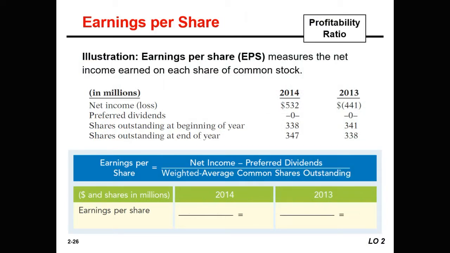One of the key ways this is done is with what we call EPS, or earnings per share. This is a profitability ratio that measures the net income earned on each share of common stock. So for every share of common stock, how much in earnings was yielded? We compute it by dividing our net income less preferred dividends by the average number of common shares outstanding. So this is not the value of common stock, this is the actual number of shares.